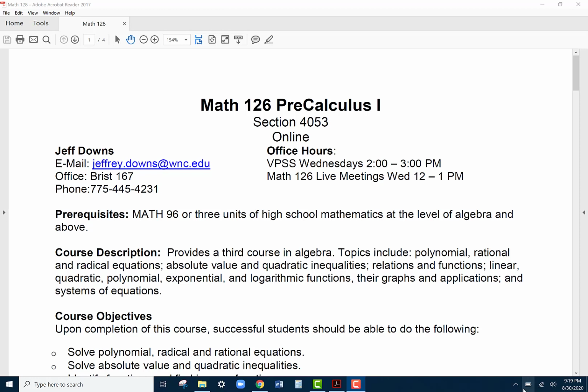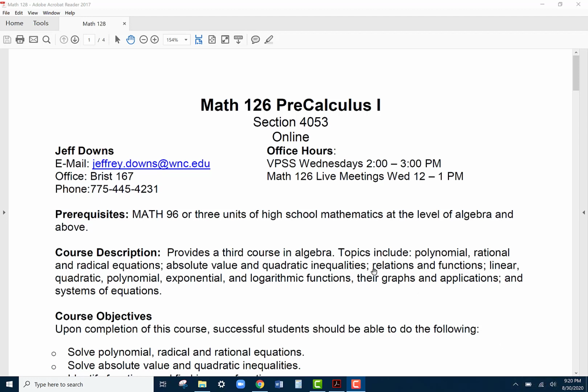Prerequisites for the class: Math 96, or 3 units of high school mathematics at the level of algebra and above, which I'm sure you all have, because you qualify for the class. Course description: it provides a third course in algebra. Topics include polynomial, rational, and radical equations, absolute value and quadratic inequalities, relations and functions, linear, quadratic, polynomial, exponential, and logarithmic functions and their graphs and applications, and systems of equations.